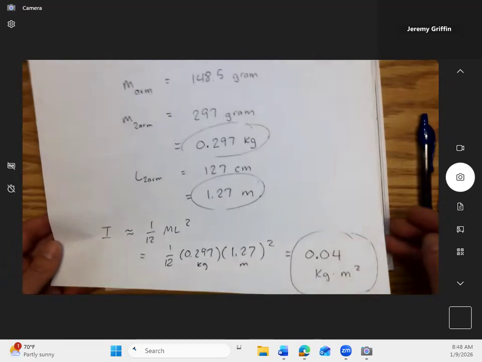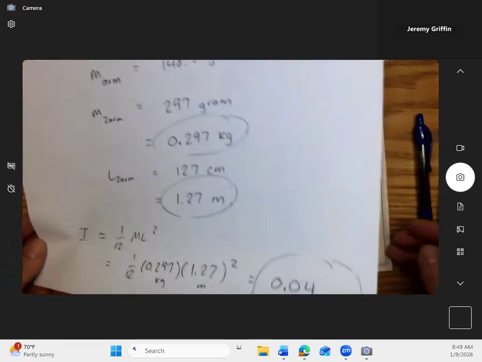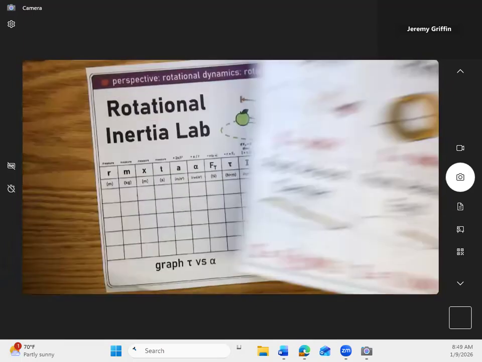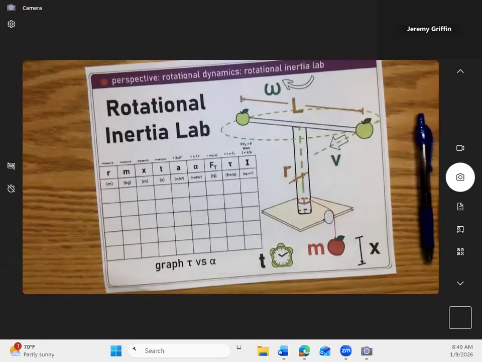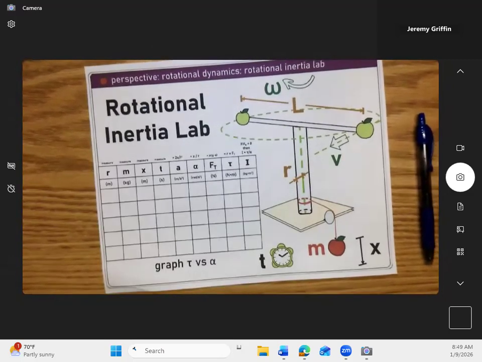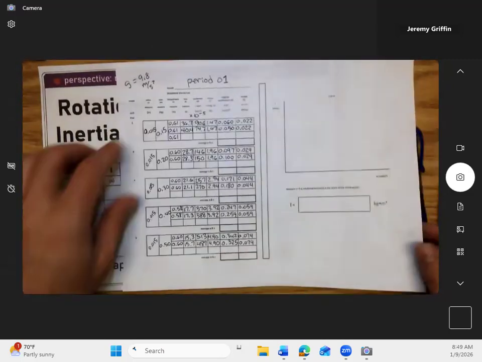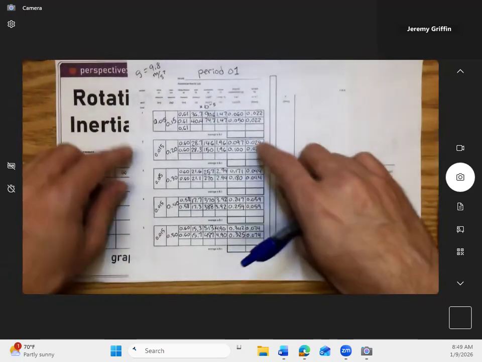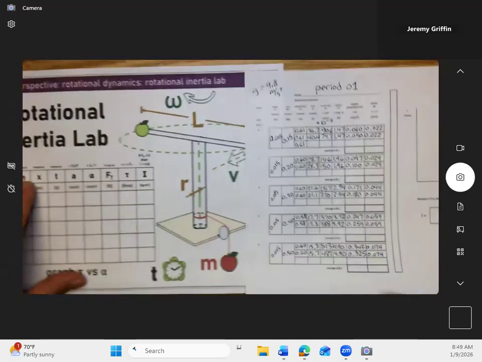But then we spent the rest of the class going through the dynamic process of putting this in motion and collecting data. And then the bell rings. So we haven't got the answer yet, but we're about to get it. Here you guys are, period 1. So we've got all this data.